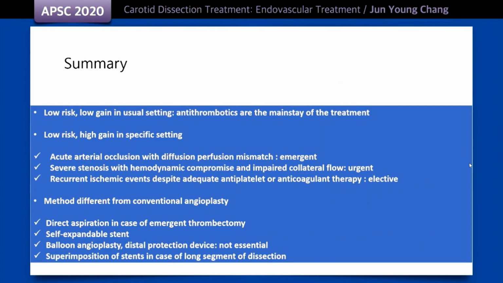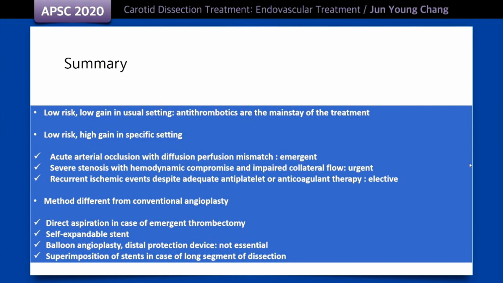In summary, antithrombotics are the mainstay of treatment for stroke prevention in carotid artery dissection, given that stroke risk is relatively rare in the disease. However, in specific circumstances, such as acute arterial occlusion with diffusion-perfusion mismatch, severe stenosis with hemodynamic compromise and impaired collateral flow, or recurrent ischemic events despite adequate antiplatelet or anticoagulant therapy, endovascular treatment can be indicated.